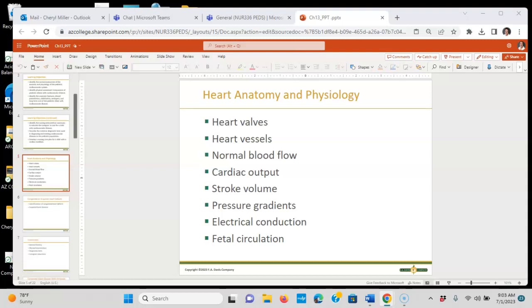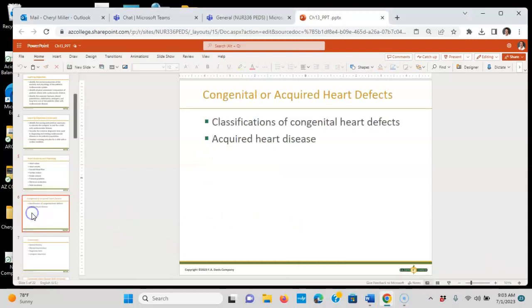So congenital birth defects are a little different than old age defects. Congenital or acquired are both heart defects. Congenital defects are genetic, meaning the child is born with the disorder. These defects affect 6 to 8 in 1,000 live births. So it's not something you see every day, but it's frequent enough.